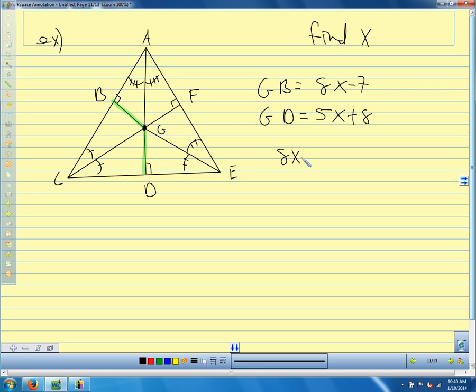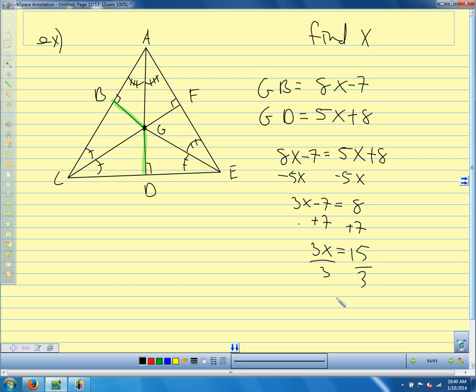So 8x minus 7 equals 5x plus 8. And we're home free. Subtract 5x. So we get 3x minus 7 equals 8. Add 7. 3x equals 15. Divide by 3. And x equals 5. So because this point is the incenter, where all three angle bisectors meet, it's the same distance from each side of the triangle.